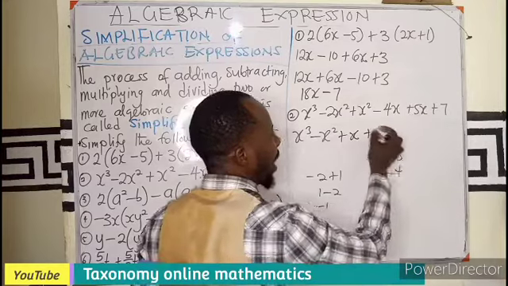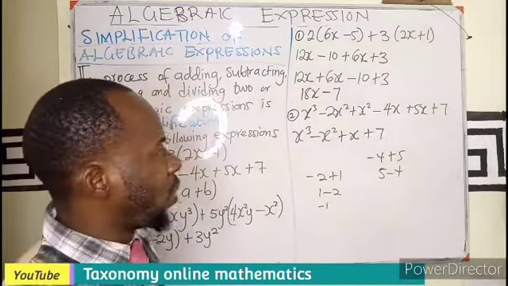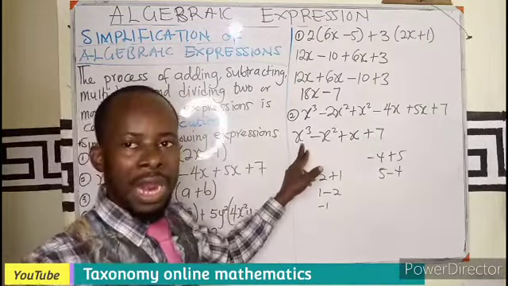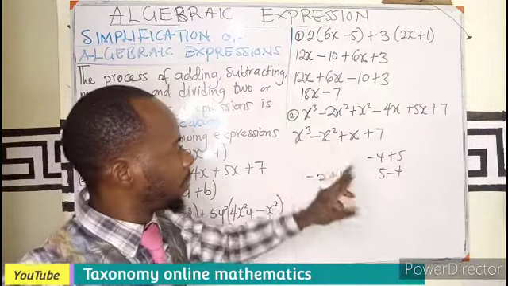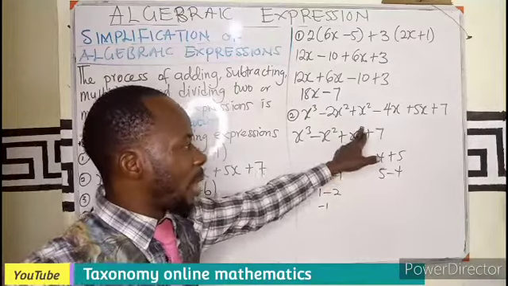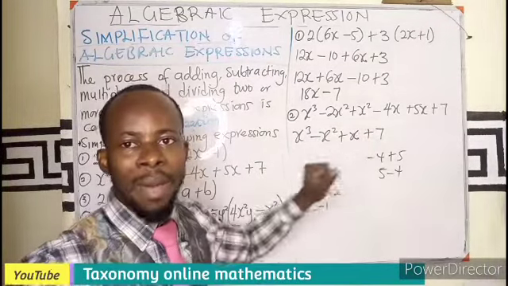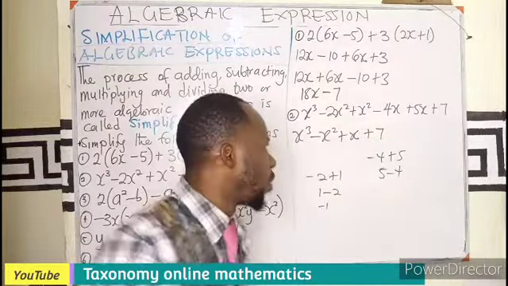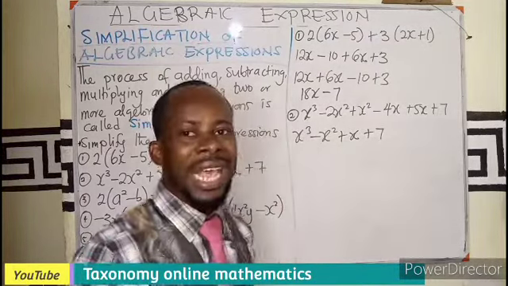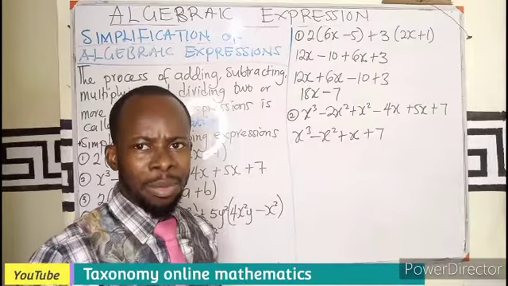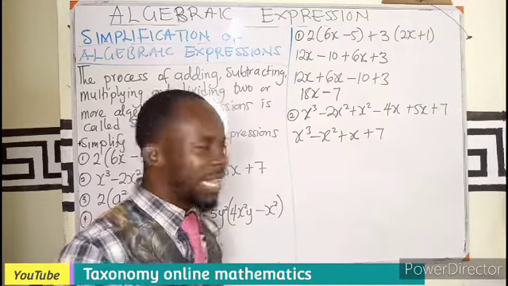Then we bring our constant. If you look at this, this has no other common term, or as in like terms. So this becomes our answer. Final answer will just be x to the power 3 minus x squared plus x plus 7. I believe you've gotten it. Alright, let's take the third one.